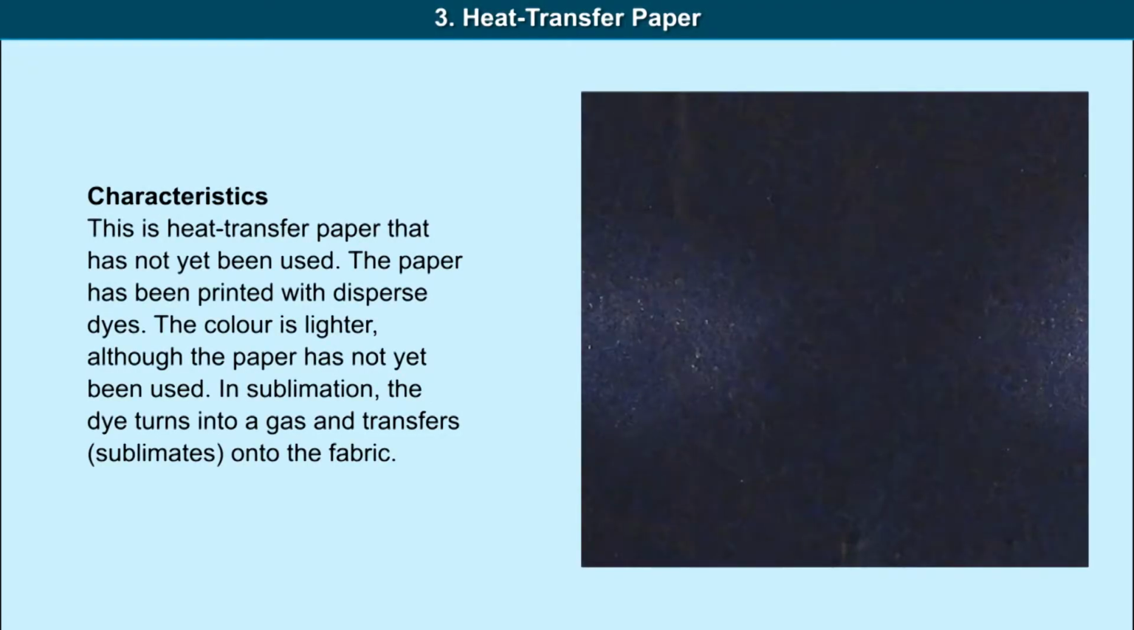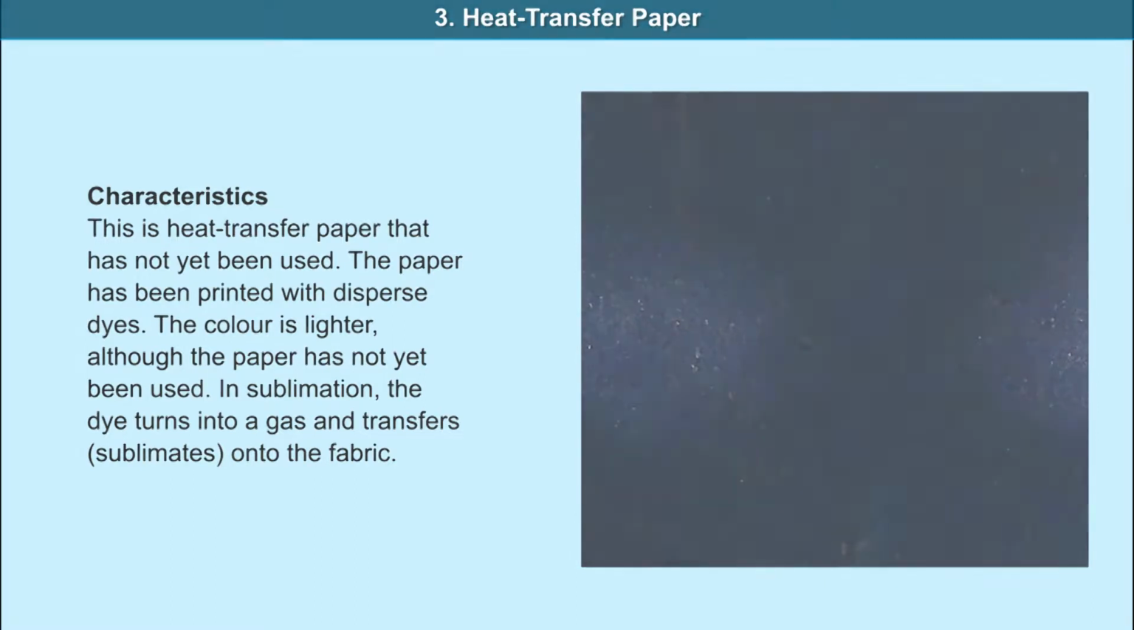This is heat transfer paper that has not yet been used. The paper has been printed with disperse dyes. The color is lighter although the paper has not yet been used. In sublimation, the dye turns into a gas and sublimates onto the fabric.